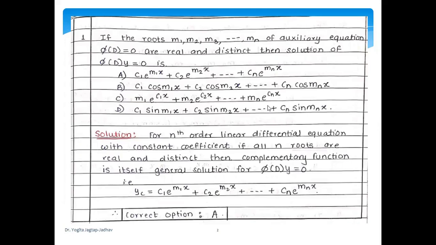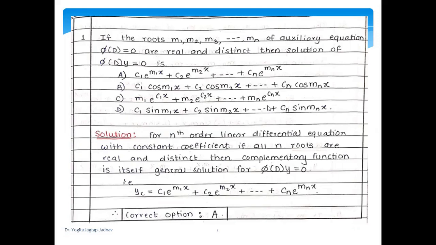If the roots m1, m2, m3 and so on mn of auxiliary equation phi of D equal to 0 are real and distinct, then the solution of phi of D operating on y equal to 0 is. Four options are provided as given here.